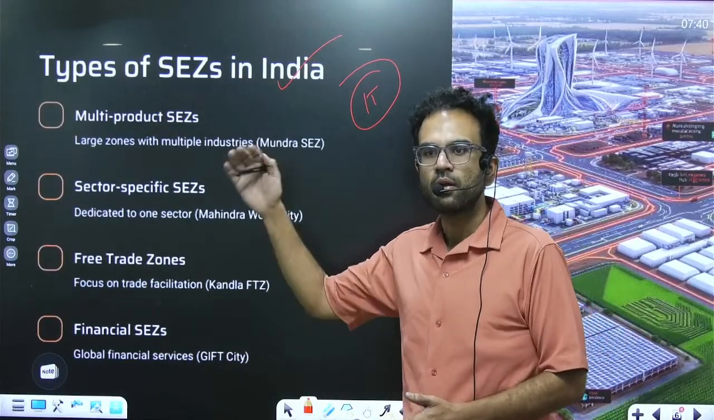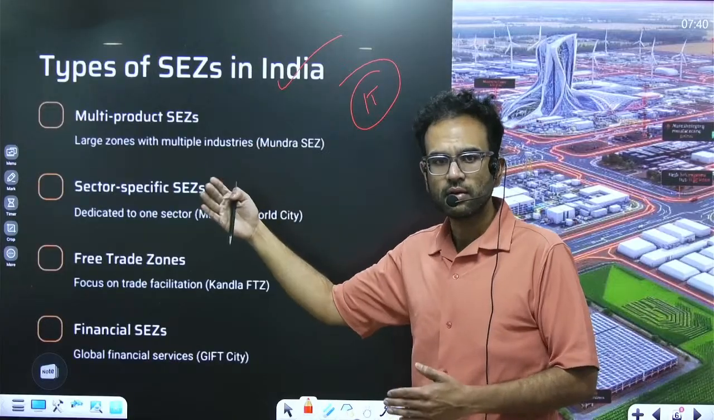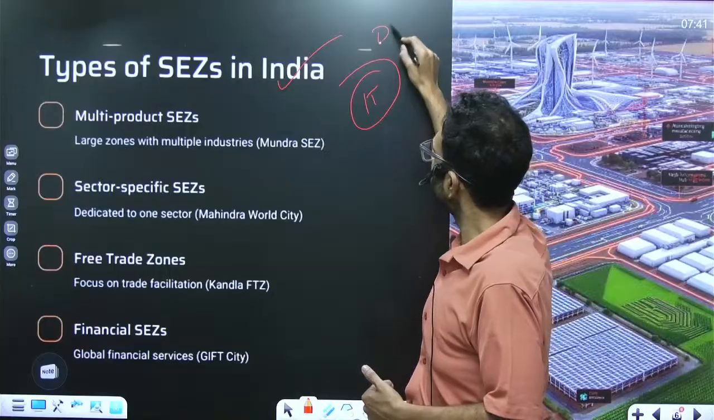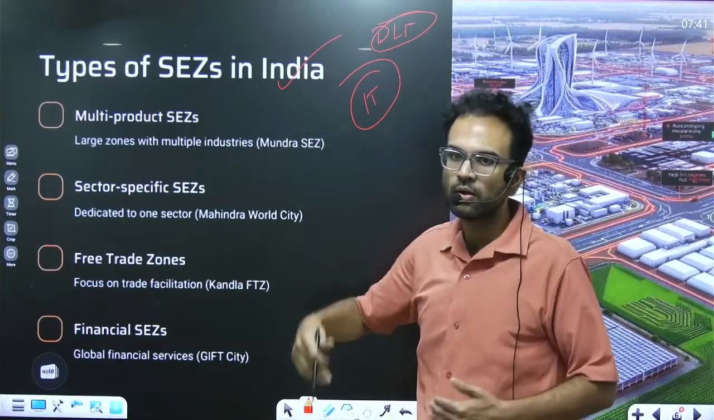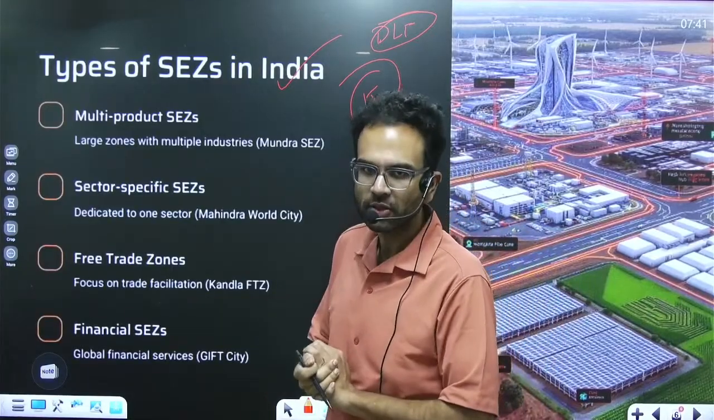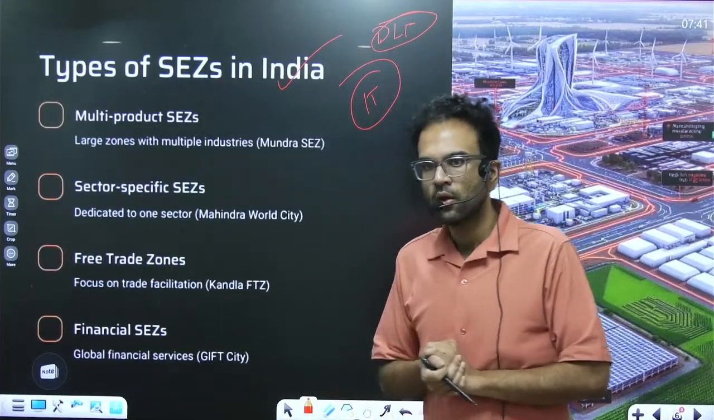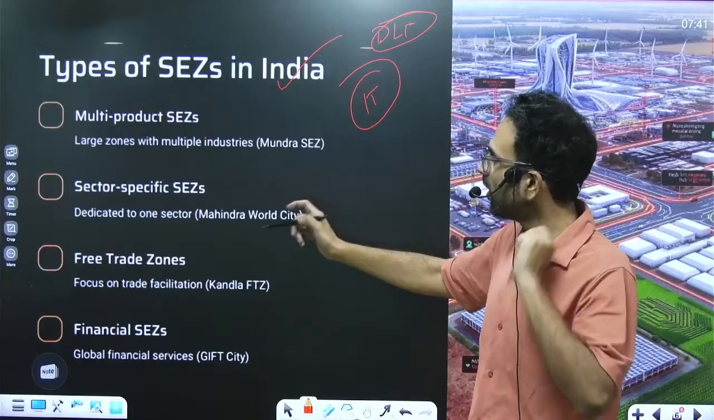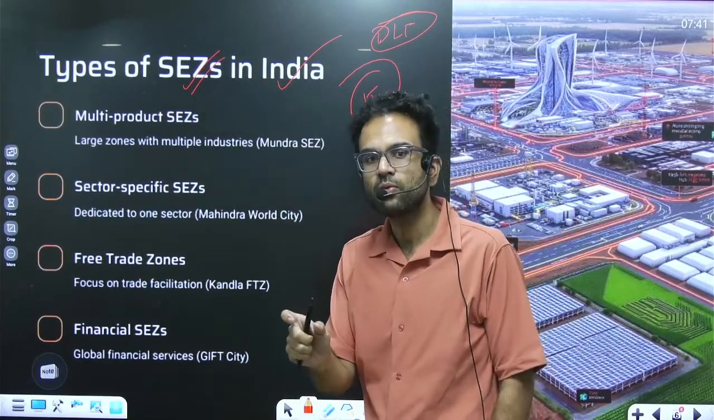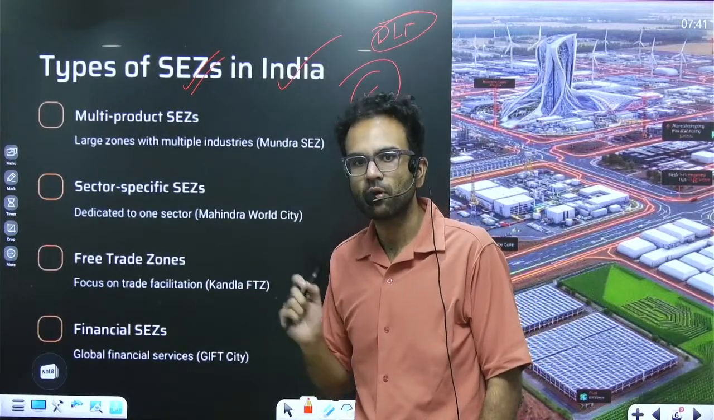For example, in Hyderabad, Gachibowli area. Once upon a time, this DLF, that entire area you see, right? It was under a special economic zone. So let's see. Once you understand this, you will understand how different special economic zones have different problems.